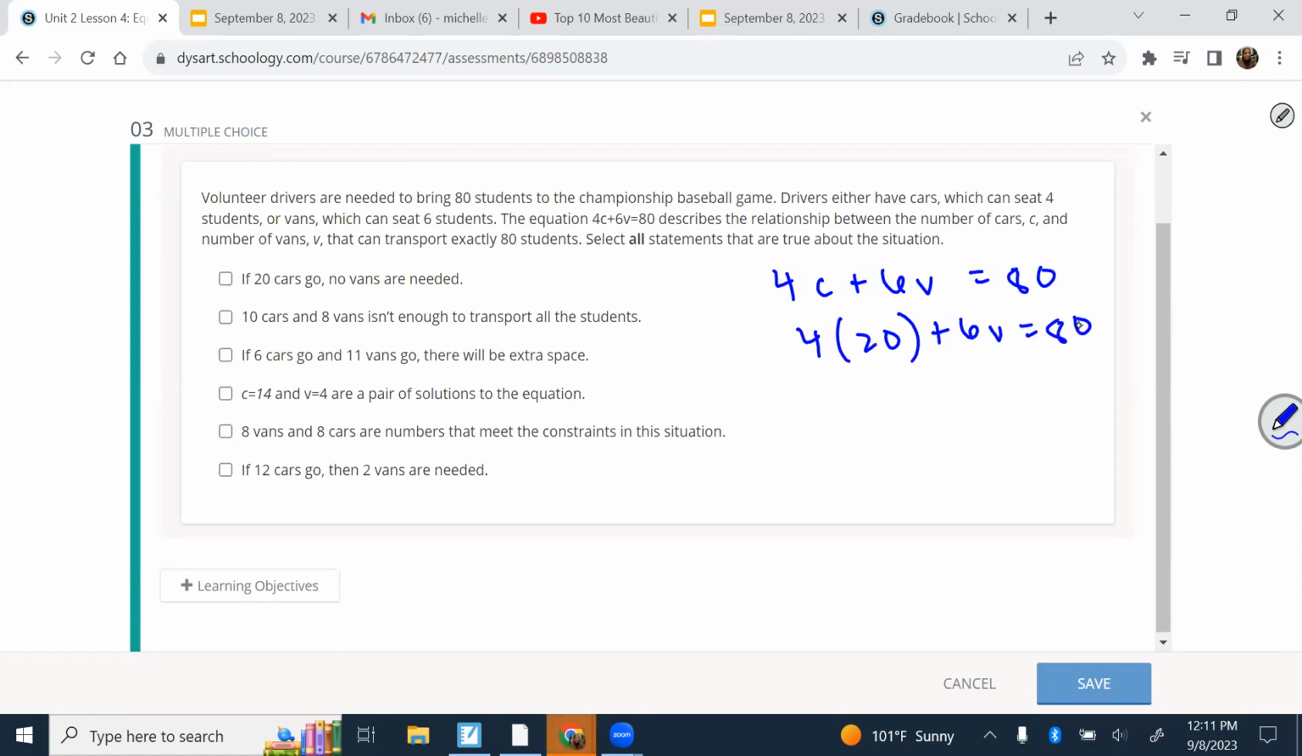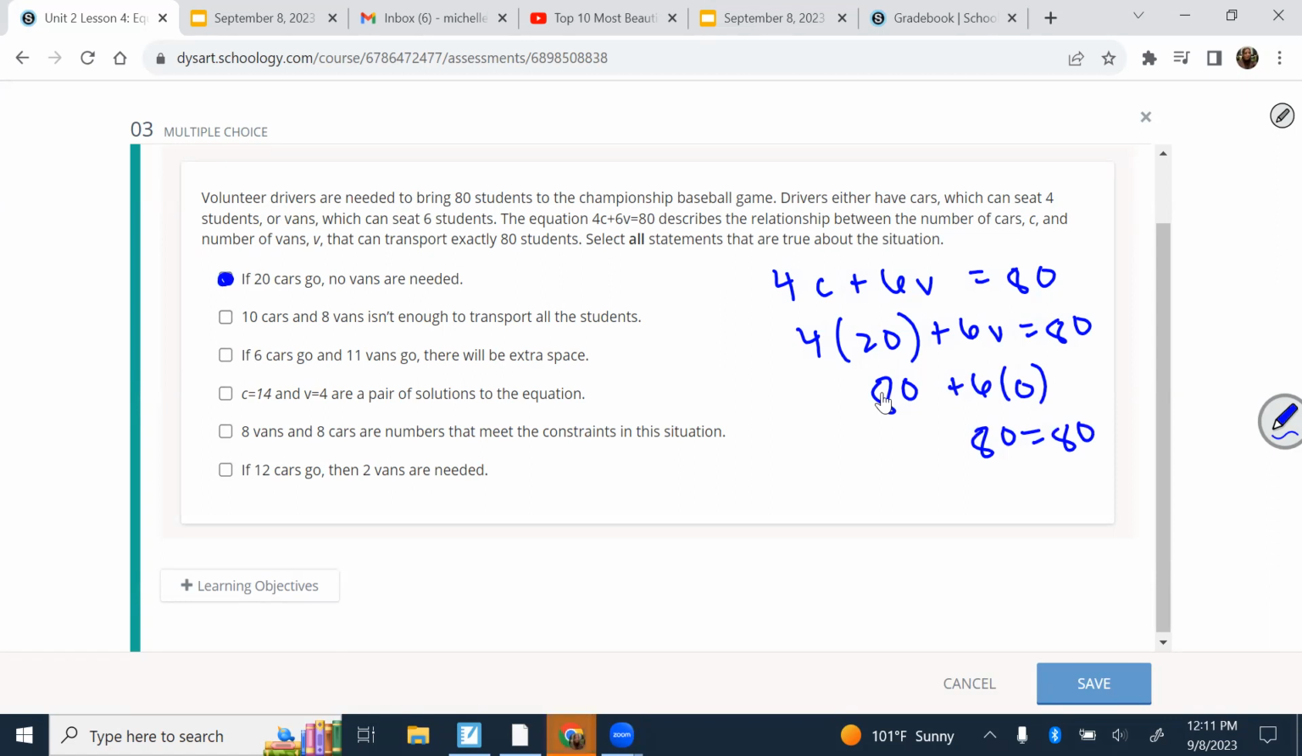Does that make sense? What's 4 times 20? 80. So that alone does give me 80. That means I would need no vans, right? Because 6 times 0 is 0. And then that would give me 80 equals 80. So I would pick this one. And then I'll check every single one just in case. It sounds like you're just plugging in and seeing if it's true.